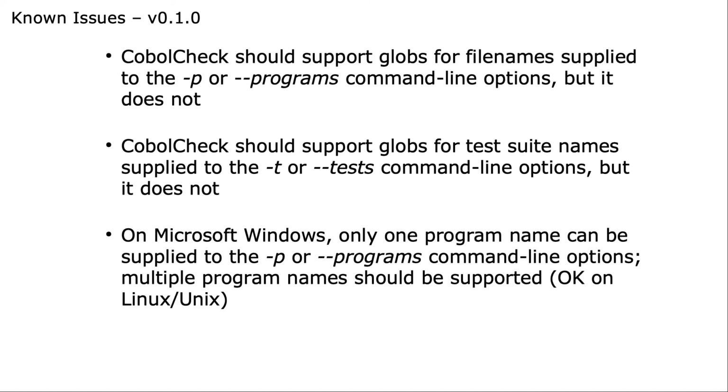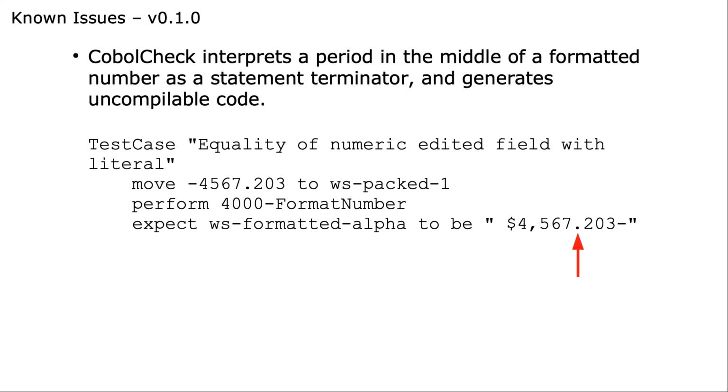You should be able to code globbed file names on the --programs command line option. That's not working. You should be able to code globbed test suite names on the --tests command line option. That's not working on Microsoft Windows. You should be able to code multiple program names and multiple test suite names on the command line. On Windows, it only accepts a single value for a program name or test suite name. When you assert that a numeric edited item has the value of an alphanumeric literal representing a number with a decimal point, Cobol Check gets confused about the decimal point.